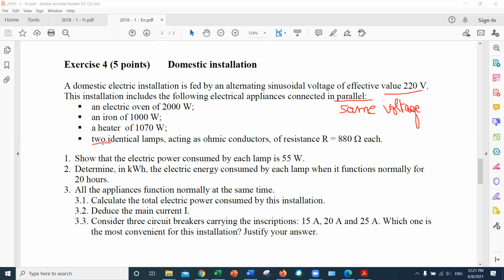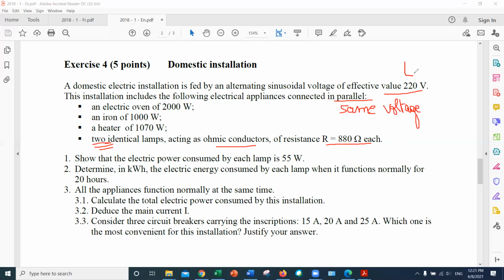Then we have two identical lamps acting as ohmic conductors of resistance 880 ohms each. But they didn't tell me the power of each. Maybe we can calculate it. So the first question is: show that the electric power consumed by each lamp is 55 watts.